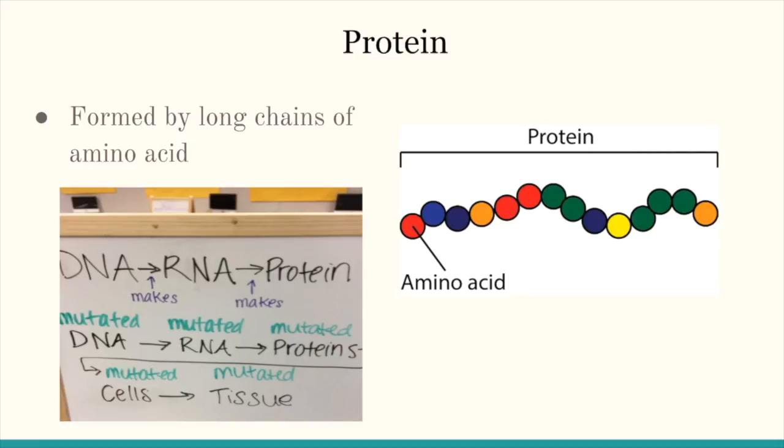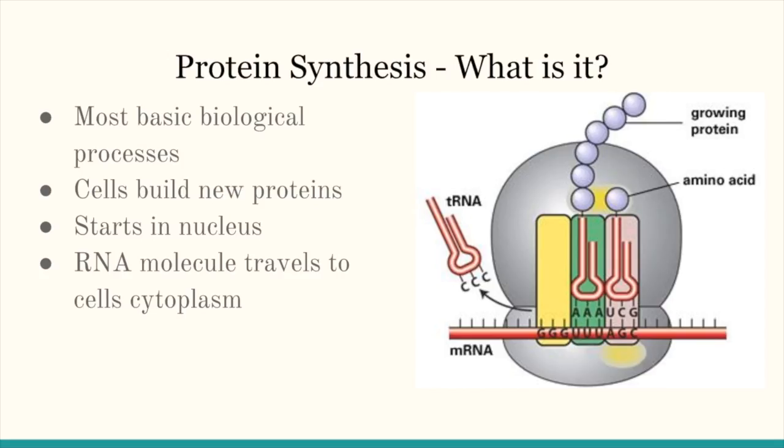Now, proteins are formed by long chains of amino acids, also known as the building blocks of life. And remember that DNA makes up RNA, making up protein. When DNA is mutated, it causes mutated RNA, causing mutated proteins, mutated cells, and mutated tissue, which is a type of system of order. We're going to go further into protein mutations and their causes and effects.